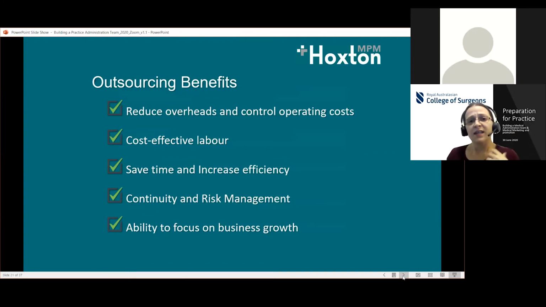Some of those benefits around outsourcing: it reduces your overhead, it lets you control your costs. From a labour perspective, it's very cost effective compared to your own employment of people. You save a lot of time, you increase the efficiency of your practice, there's continuity with the business, you don't have to worry about people calling in sick or going on leave or any of that other sort of thing that you have with your own staff. Risk management is built in and you can just focus on the business growth without having to be quite so focused on the human resources requirements that you have as a small business owner.